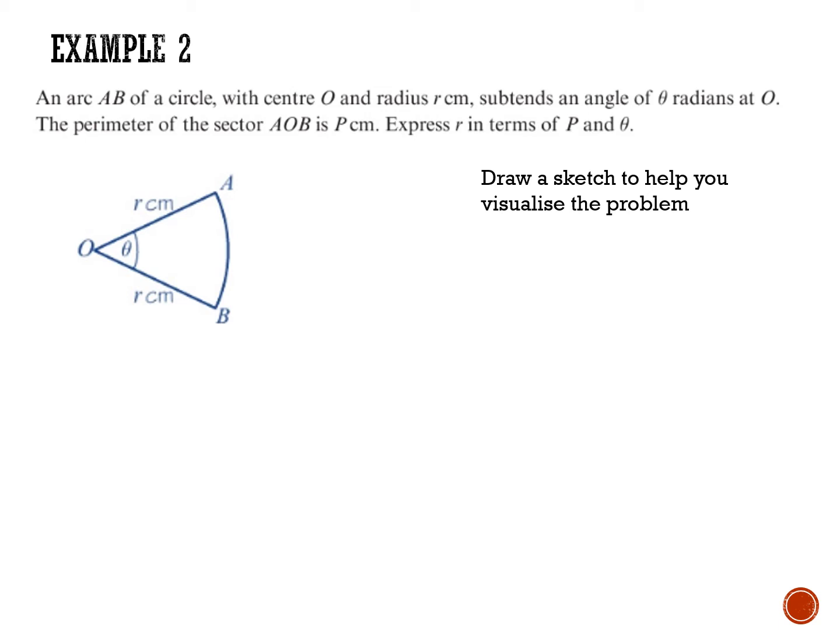It's an arc length AB, centre O, radius R, subtends. If you've not come across that word before, that means that the arc, if you draw it back to the centre, makes that angle theta, and the perimeter of the sector is P.